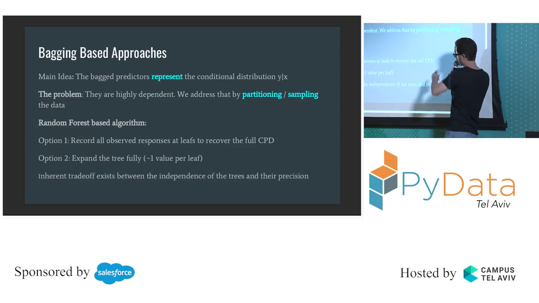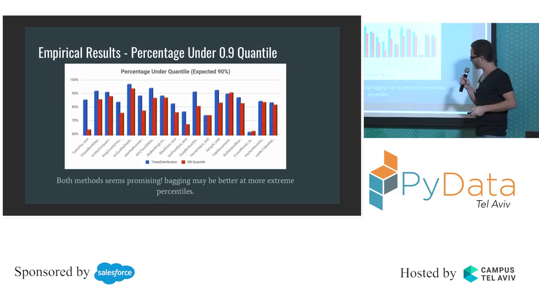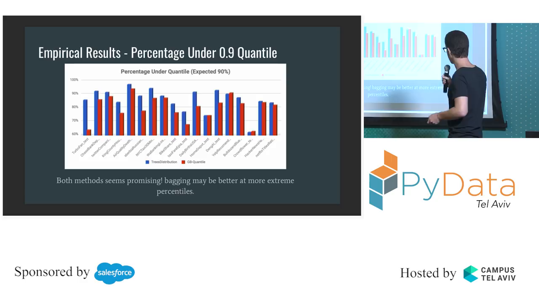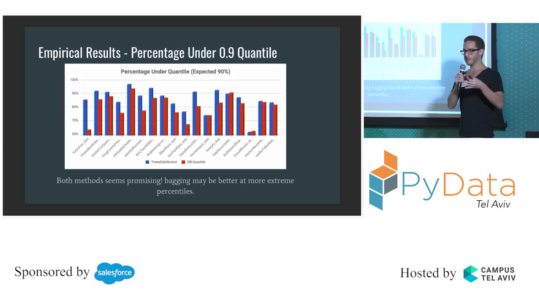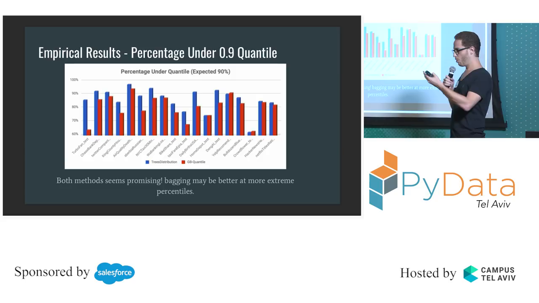Okay, some empirical results. We've tested both the gradient boosting quantile loss and the tree distribution I've just described. The goal here is to predict the 0.9 quantile. The semantics for this prediction is that we are expecting 90% of our predictions to overestimate. And this is actually what we measure here. The y-axis is the percentage of examples overestimating the real value.